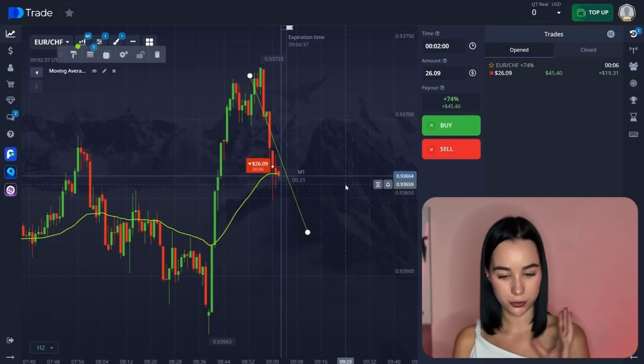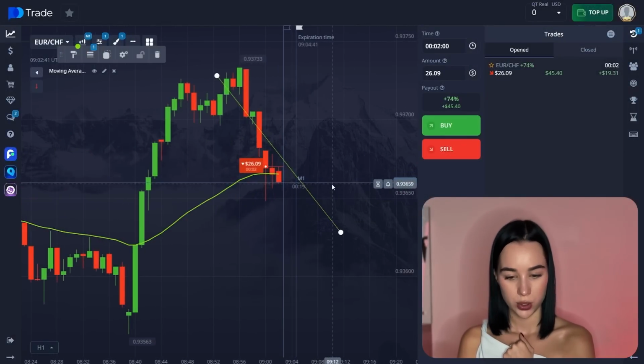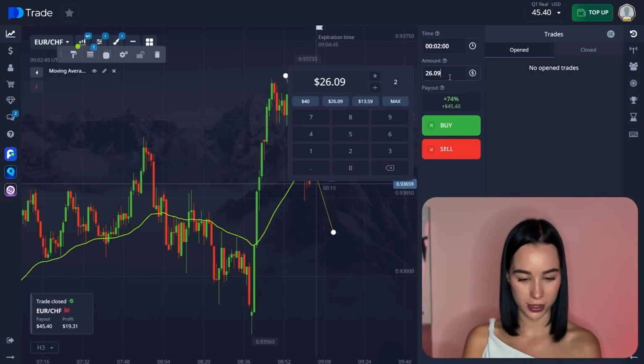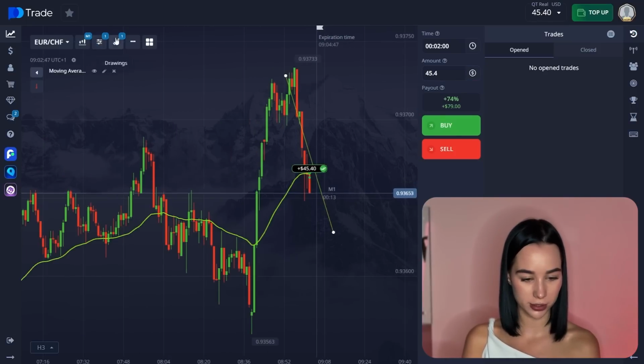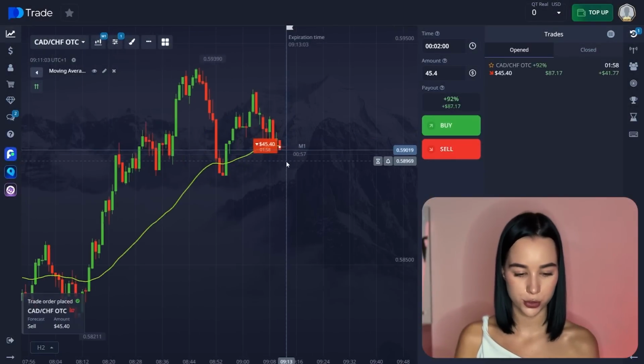So guys, we just have a few seconds till the end of this trade. It's 3, 2, 1, and we close it. Okay, perfect. Now we have $45. Here we open a sell trade, of course, for 2 minutes.